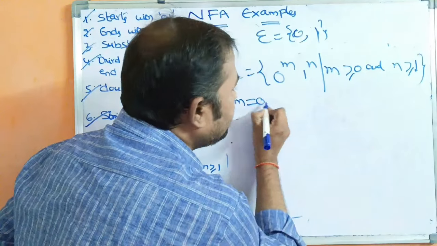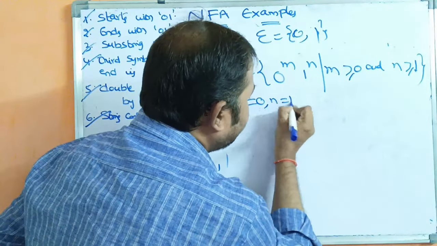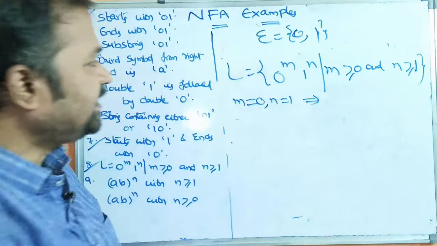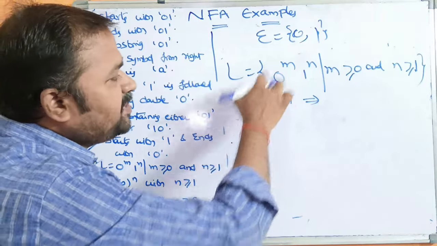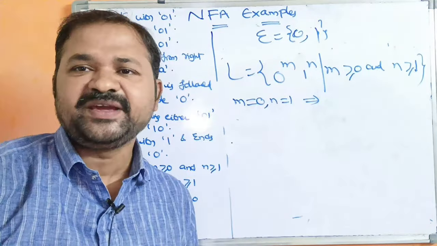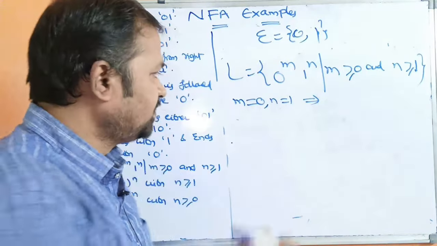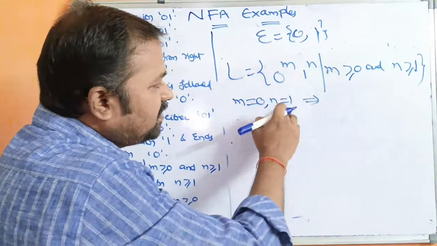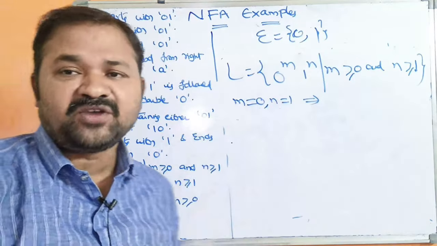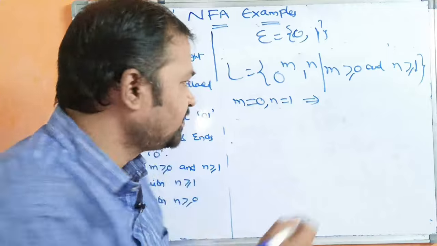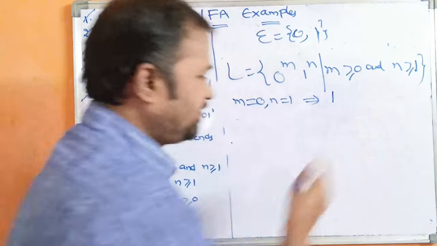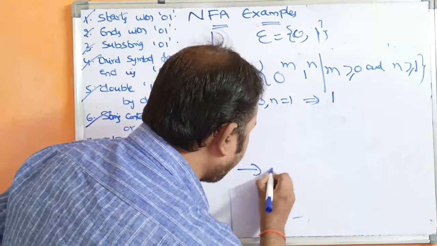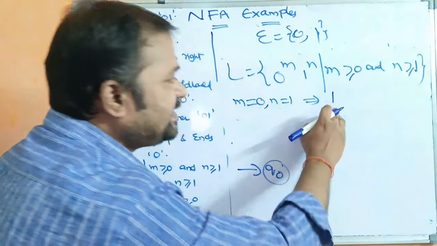Let us consider m as 0, n as 1. Then what is the string here? 0 power m means 0 power 0, which means 0 number of zeros. Next, 1 power n. N value is 1. So 1 power 1 means single 1. So here the string is 1. The string length is 1.